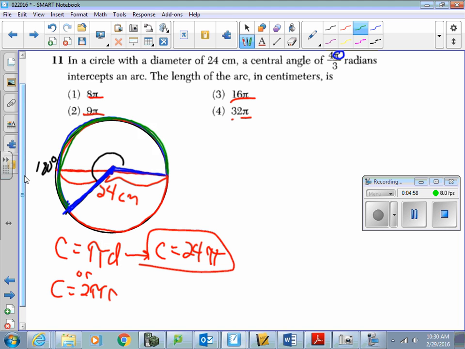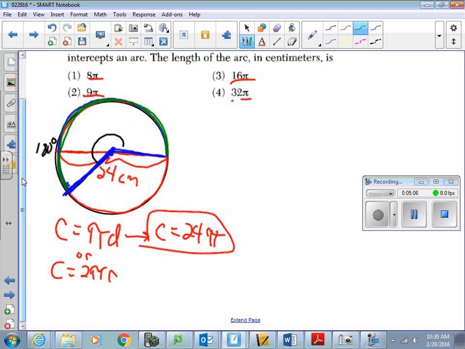Because it's past 180. So think of it that way. If it were 180, then it would cut an arc that was 12 pi, or half of our 24 pi. But it should be more than that. So right now, we should eliminate 1 and 2 right off the bat. And really, you could eliminate number 4 because there's no way that the arc can be longer than the actual circumference, which 4 is.